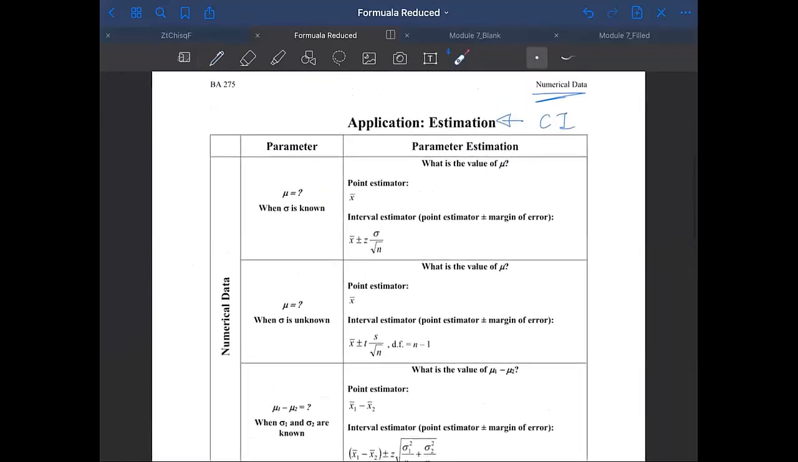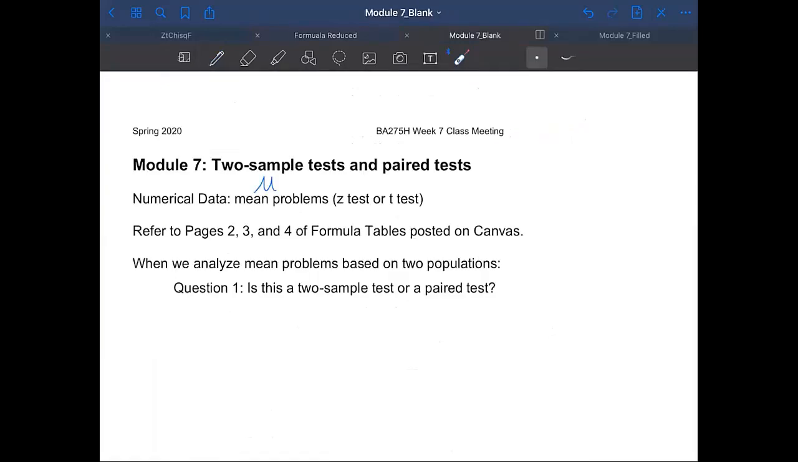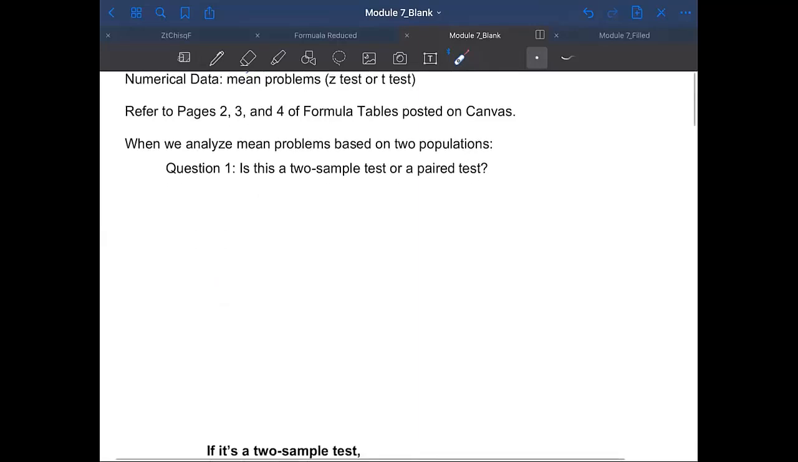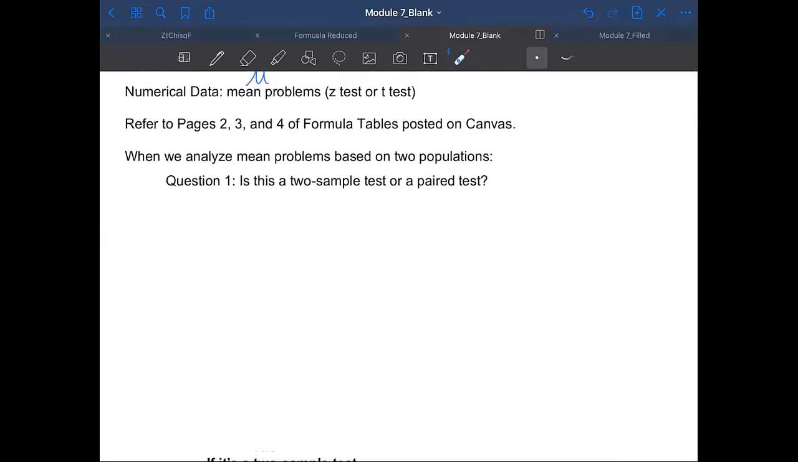Okay, and so I'm going to go back to the handouts we have here. I want to go over a small quick exercise with you guys. Whenever there are 2 populations, you would have to ask yourself 2 questions. Whenever we are dealing with mean problems based on 2 populations, we have to ask ourselves 2 questions.